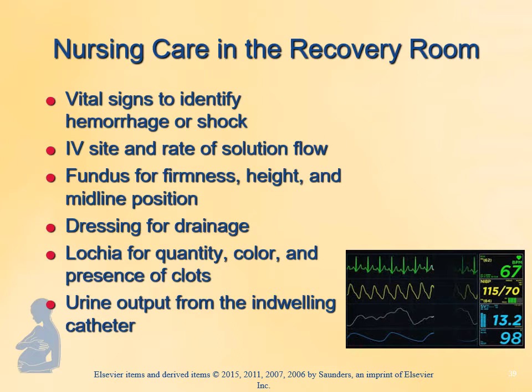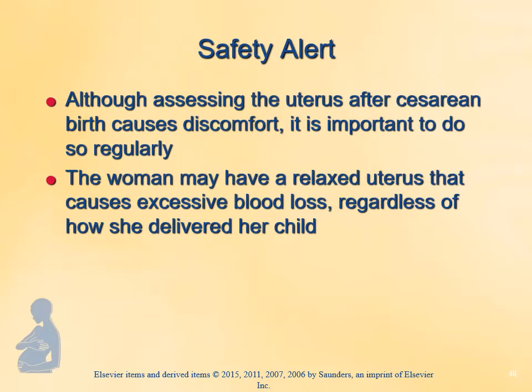We'll be assessing her dressing for any drainage or any problems associated with the dressing. We'll be looking at her lochia for the amount, the color, and the presence of clots. And then, of course, she still has her Foley catheter in place, so we'll make sure that her urinary output is adequate, keeping track of her I's and O's.